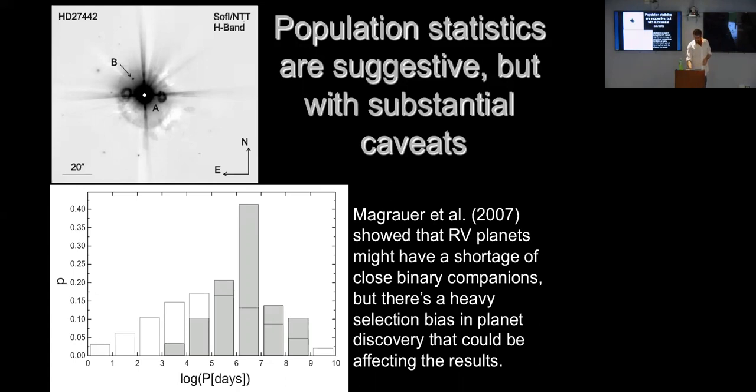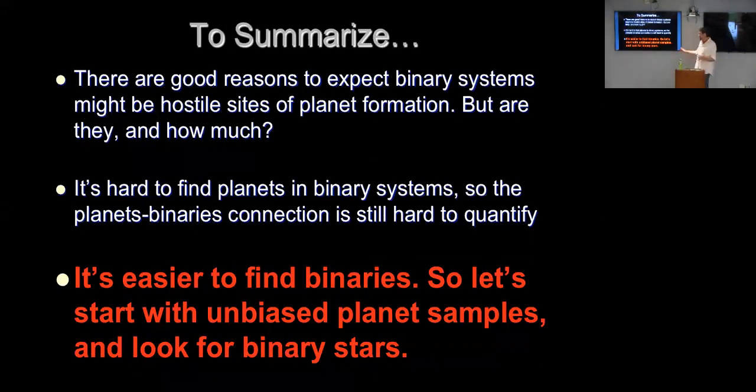But okay. So to summarize the intro and to set us up for going forward, basically, there are good reasons to expect binary systems to be hostile for planets. But the question is how hostile, or hostile at all. The universe really seems to enjoy doing things we say it shouldn't do. So never end with the theory and say we're all good. As an observer, I will say we should go observe. It's hard to find the planets in binary systems, so it's been hard to quantify this.